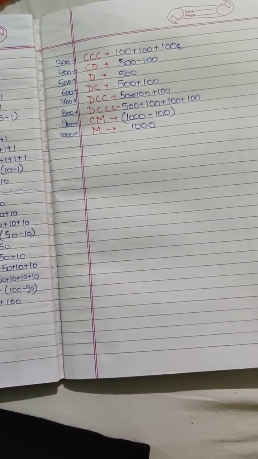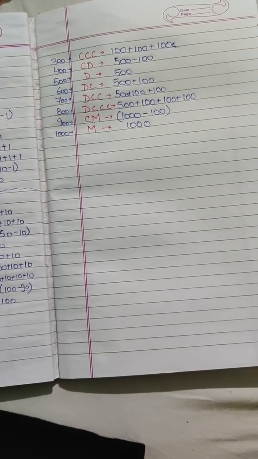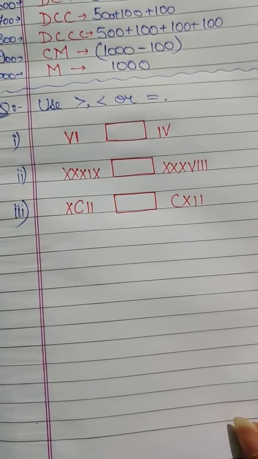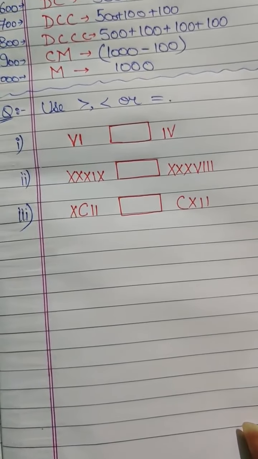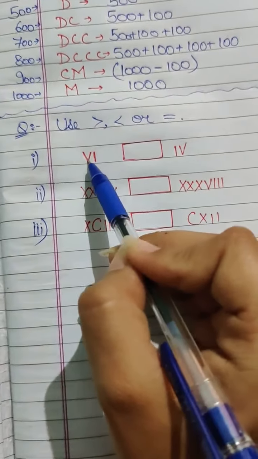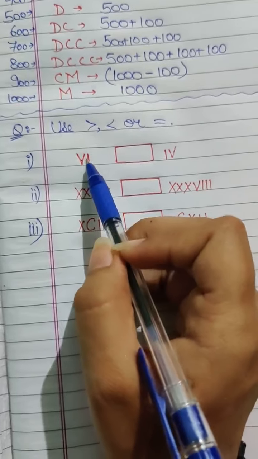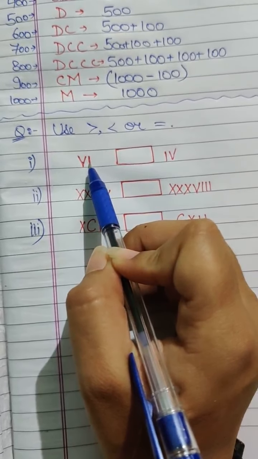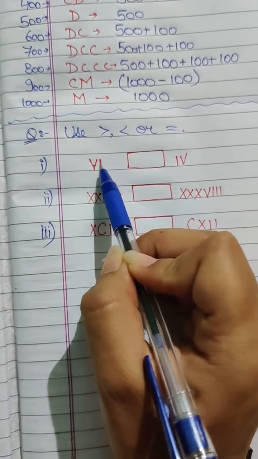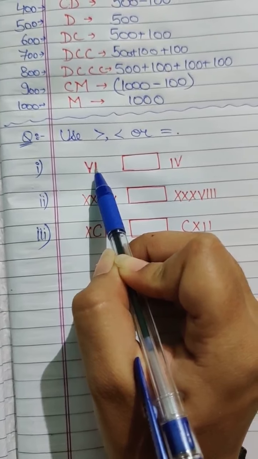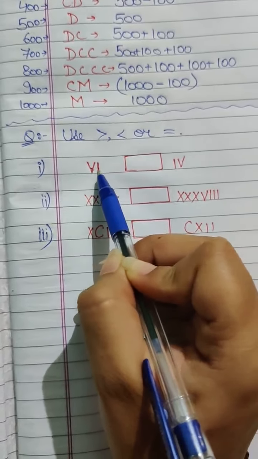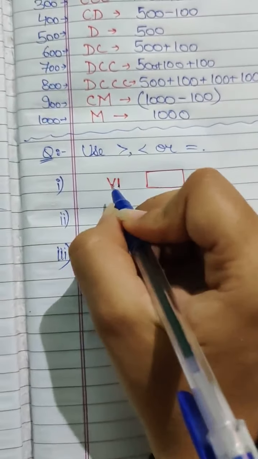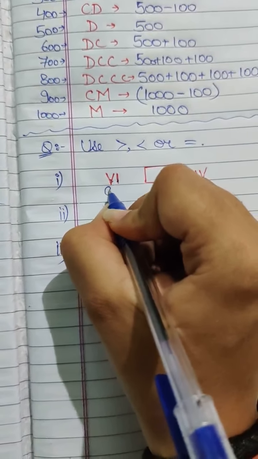Let's move on to the next, greater than or smaller. So our first question is VI dash IV. So V we know is the sign of 5 and I we know is the sign of 1. So I is after V, which means we have done the addition. So 5 plus 1 is 6. So you can write here with a pencil 6.